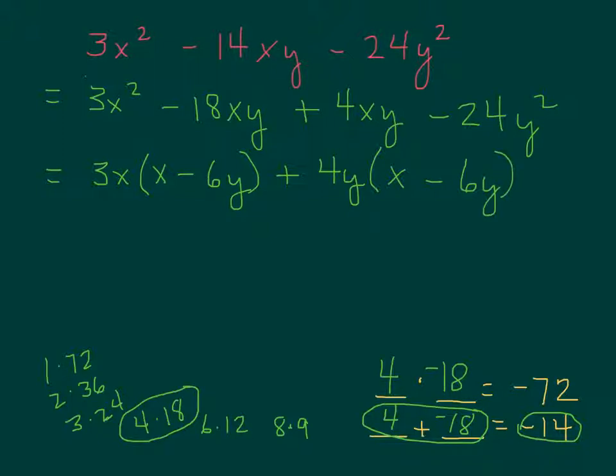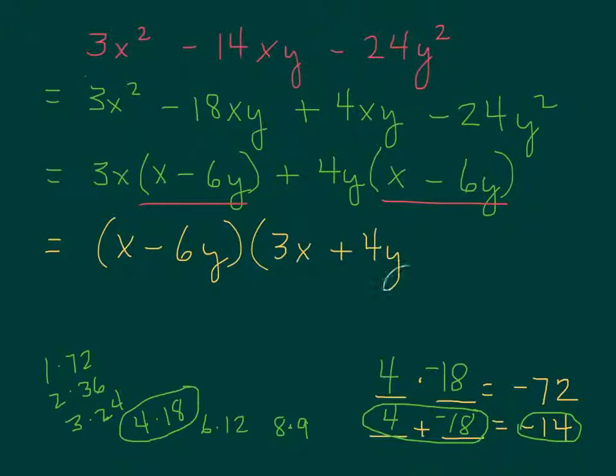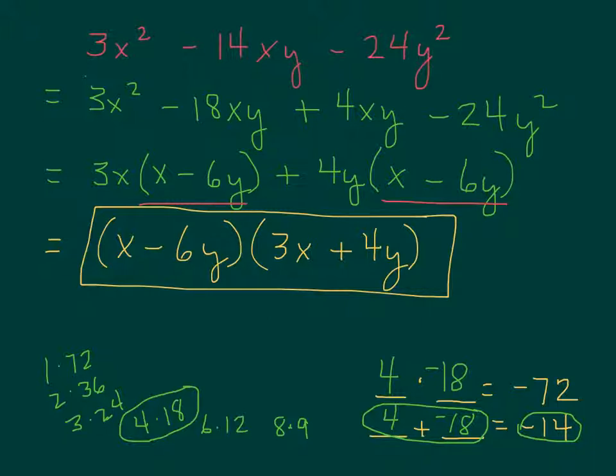If you recall from previous classes, factoring by grouping has worked whenever what's inside the parentheses is exactly the same in both places. So x minus 6y is the same in both places, so it is now a common factor. Our final answer here would be x minus 6y times what's left when we pull that common x minus 6y out to the front. What's left is 3x plus 4y. And this is the same answer that we got using the guess and check method. So I hope that helps. Please ask more questions whenever you have them.